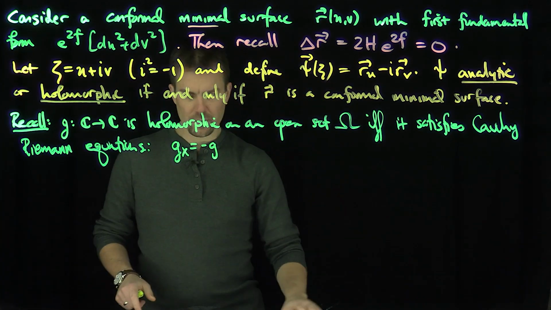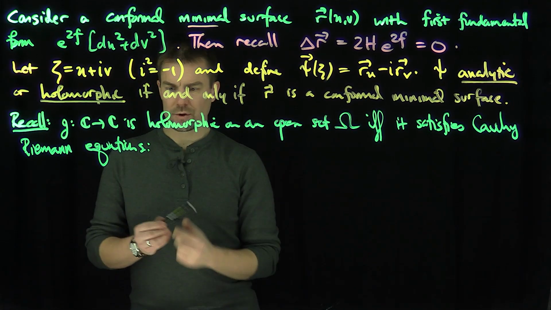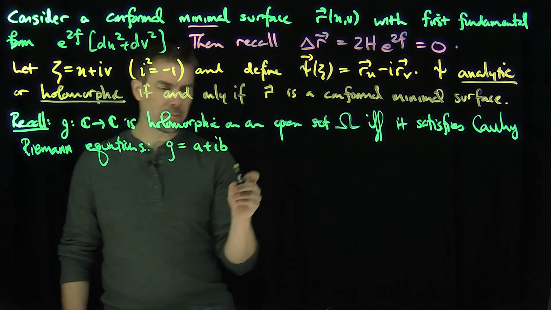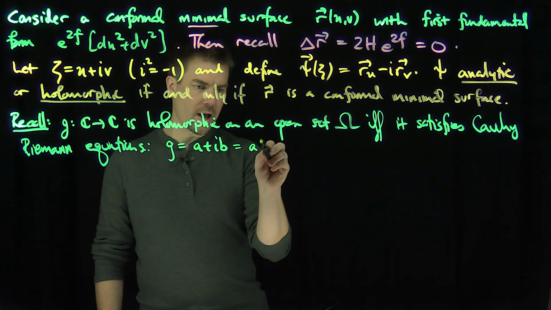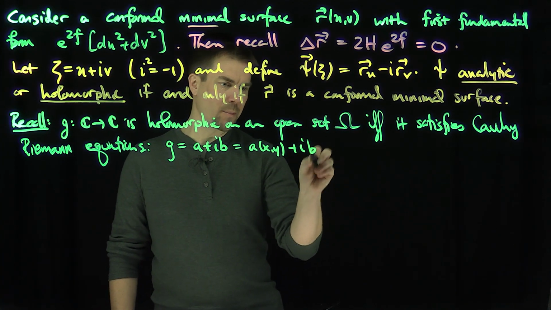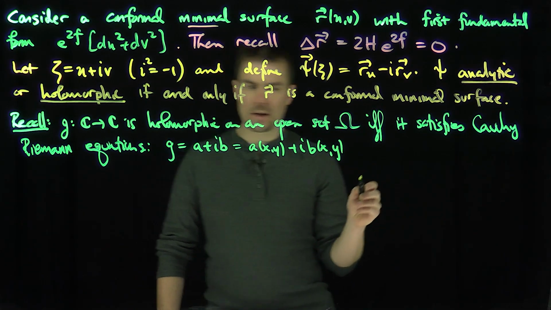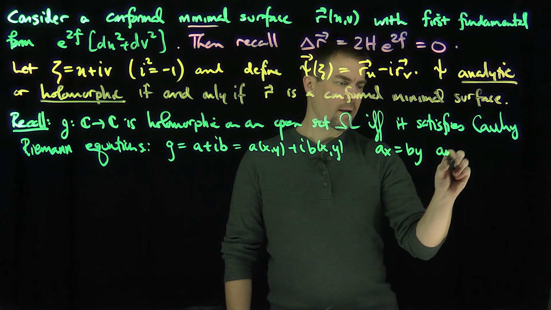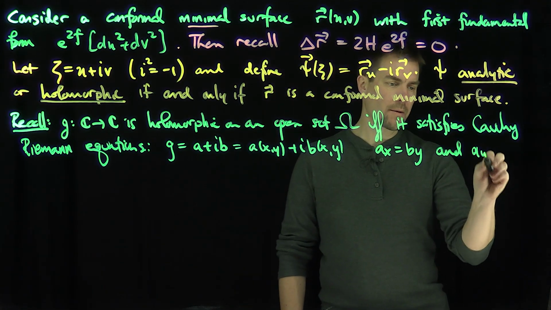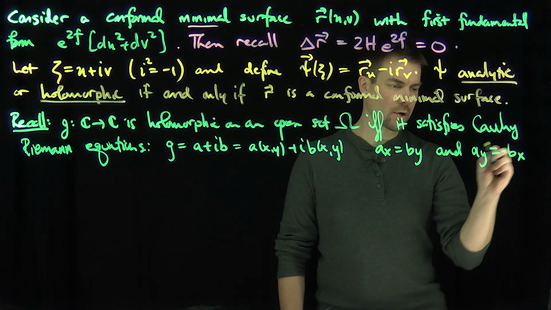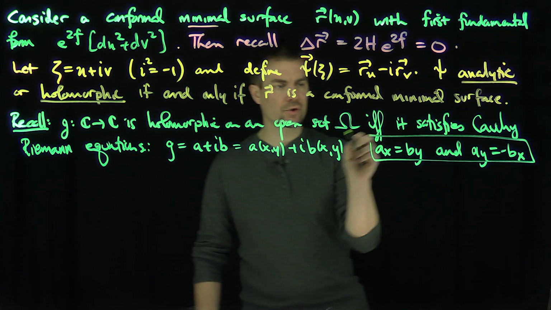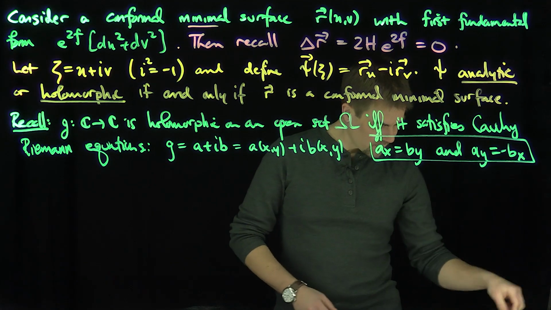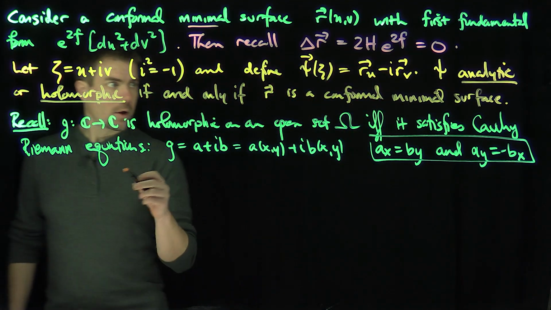So let's write g. If g is a plus ib, and these are functions of x and y, so that's really a of x, y plus ib of x, y. Then this means that partial a, partial x is partial b, partial y, and partial a, partial y is negative partial b, partial x. Those are the Cauchy-Riemann equations for the real and imaginary parts of the function, right? And so what do we need over here? So let's look at the vector Cauchy-Riemann equation. So for us, what can we say? So now we need what?